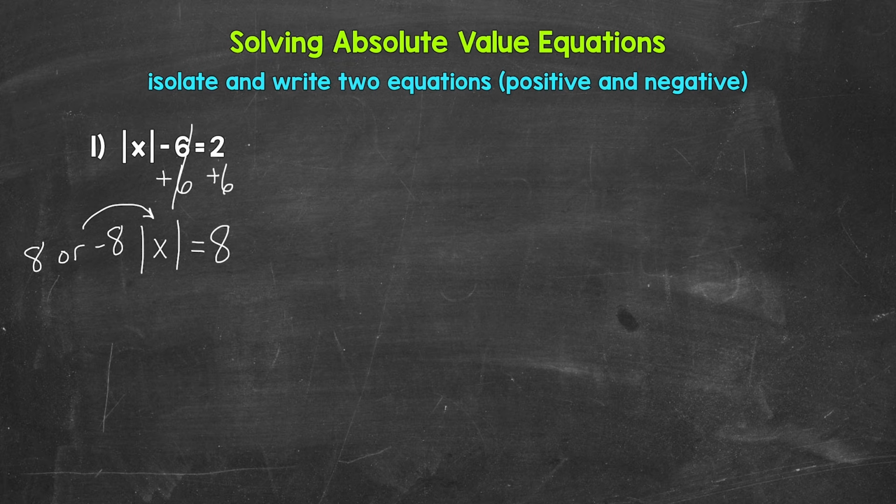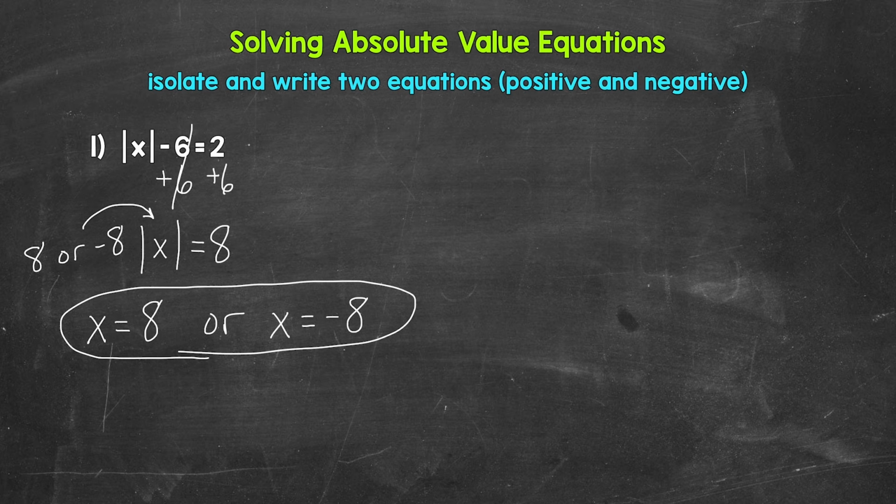So this is where we write two equations. We have two options here, two scenarios, and that's going to give us two solutions. So x equals 8 or x equals negative 8. Now here for this example, the variable is already isolated. We have x equals 8 or x equals negative 8. So we are done here. These are our two solutions.